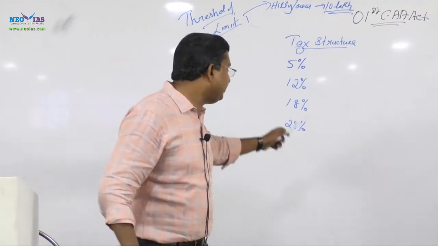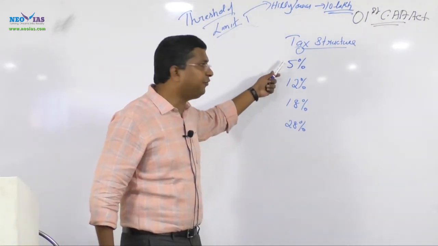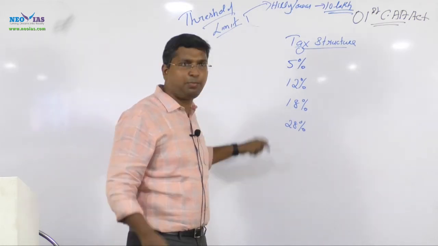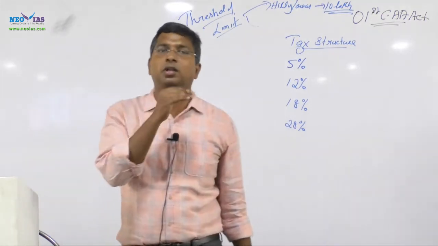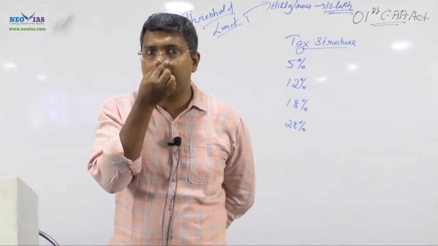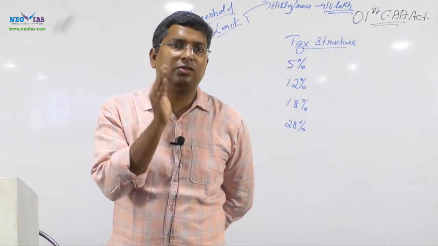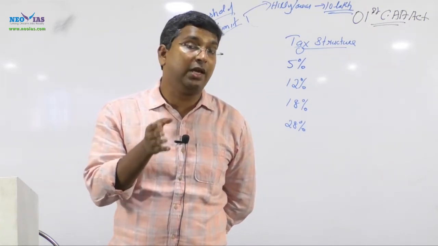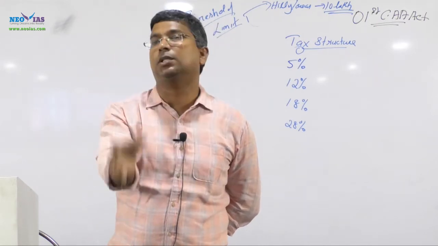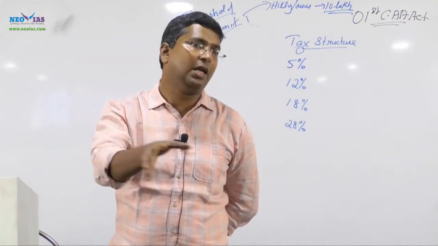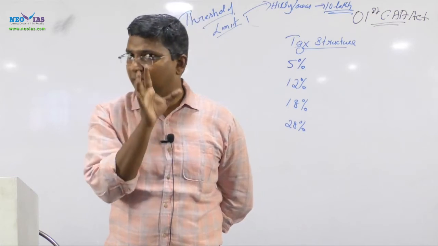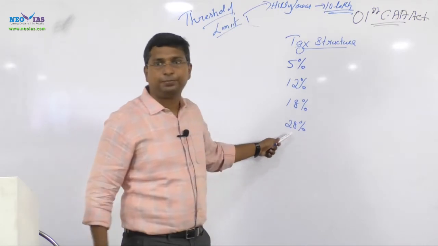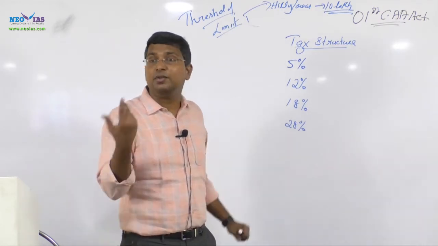Again, this slab was revised later; earlier it was different, but it changed. But this is the final one. The earlier one is not important for you. This tax structure is a fact, and it was in the news continuously for at least a month. So be very clear with the tax structure: 5, 12, 18 and 28. Now there is a question: where will the service tax come?